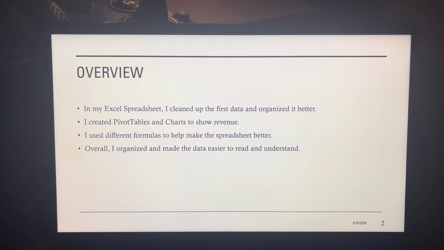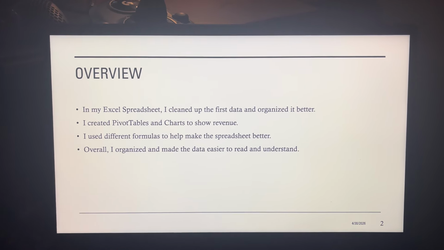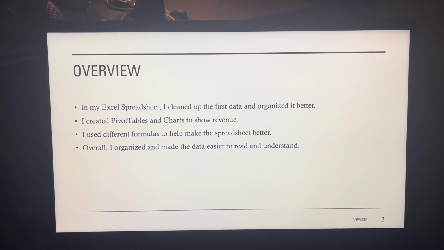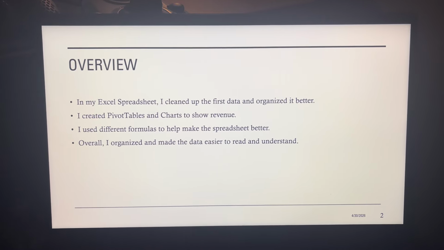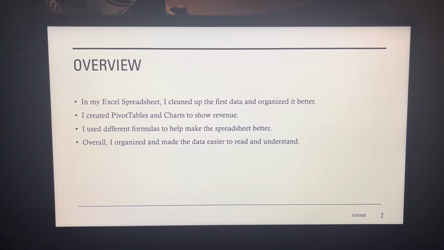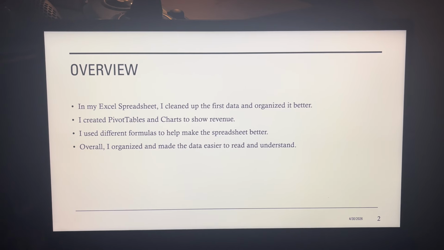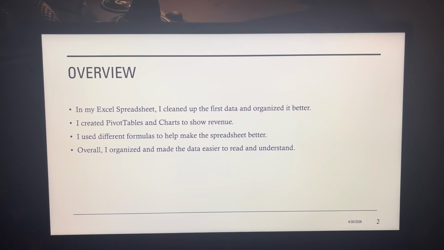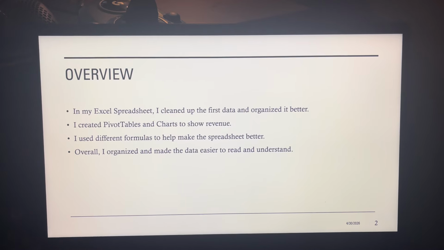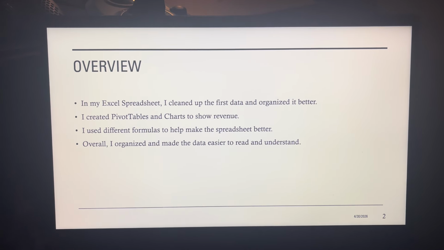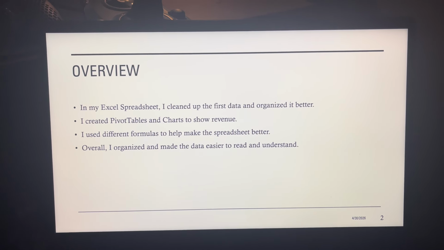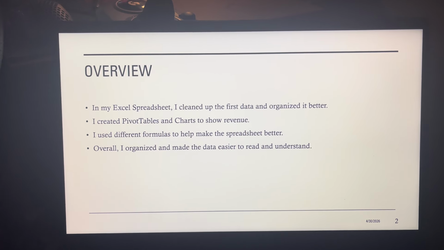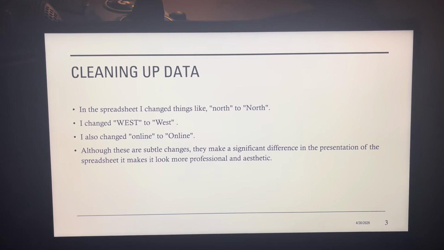I created different pivot tables. I created 3 pivot tables to show different revenues and different ways that the company made money. I used formulas to calculate the revenue to see how much money was made, and see what items and what areas produced the most revenue. Overall, I just made the spreadsheet easier to understand. When you glance at it, it's easier to read. You can see the data and get the information you need without having to look through it as deeply.